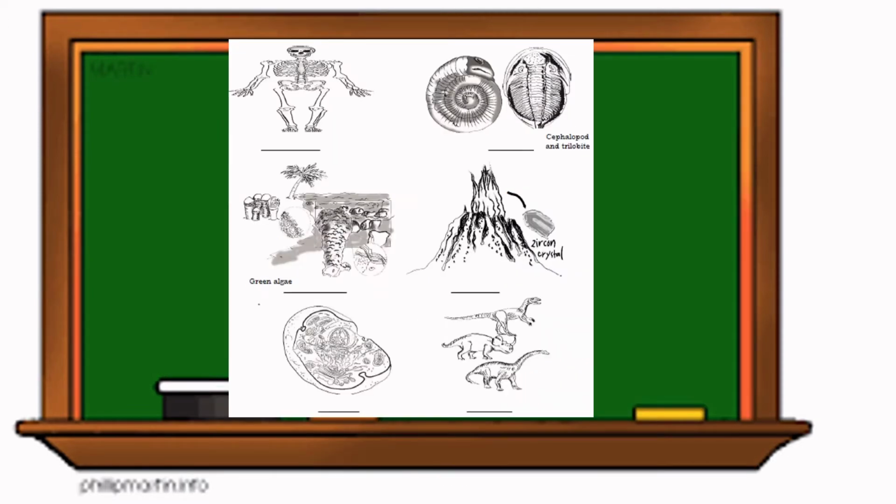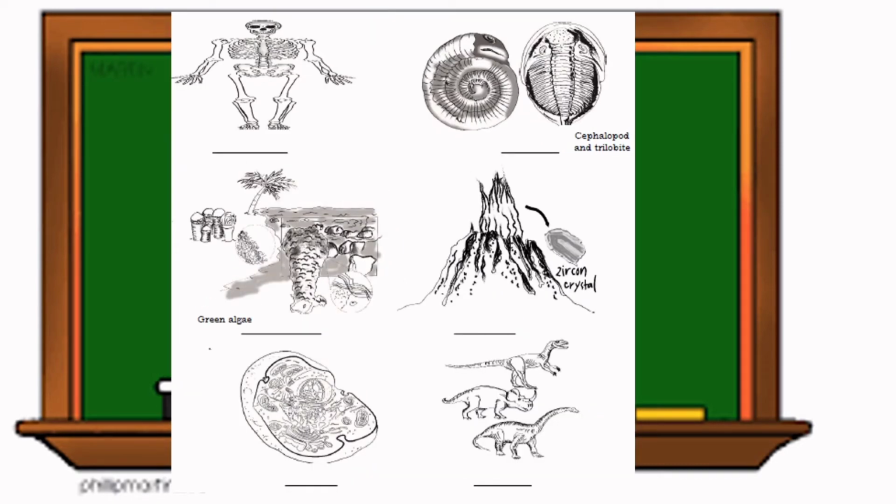Are you ready to answer? Turn to page 7 of your module. Write number 1 to 6 under each picture to show the order of the appearance of life forms on Earth. Now let us check your answer, which is based on the timeline provided.